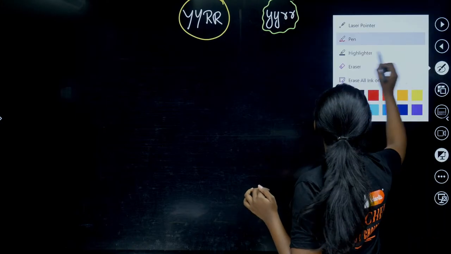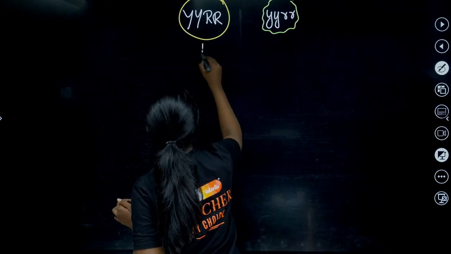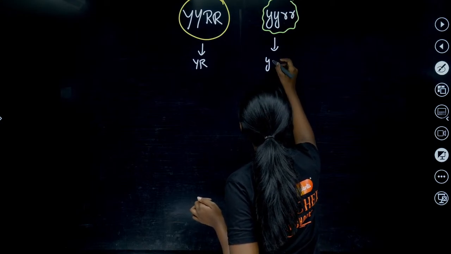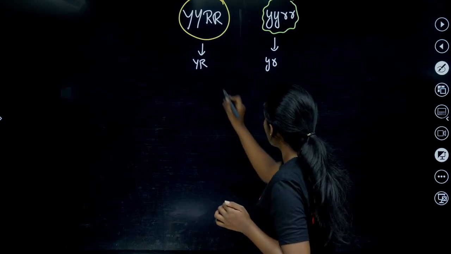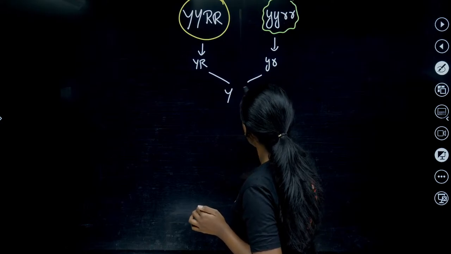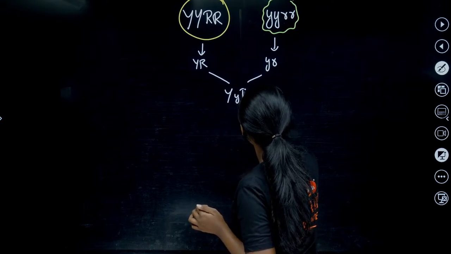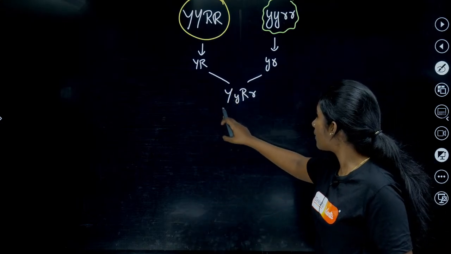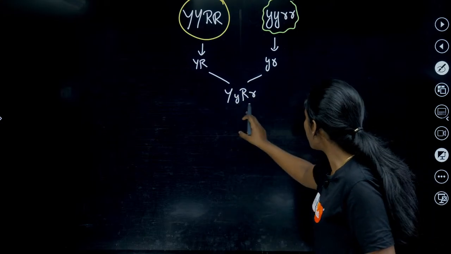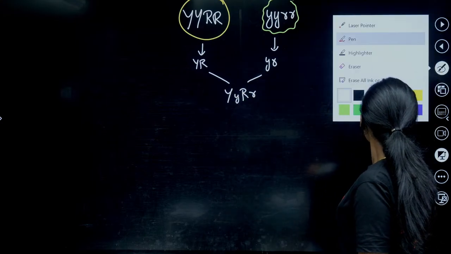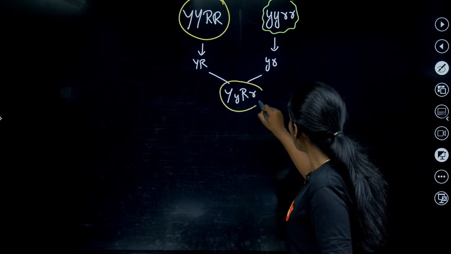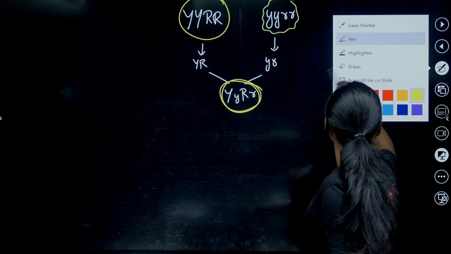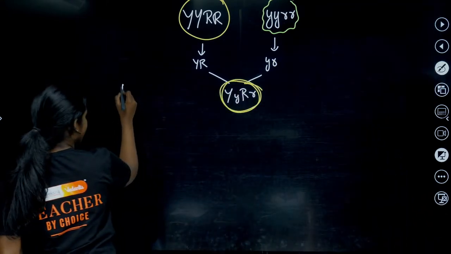Okay, so now let's say there is capital Y, capital R, and here small y and small r, right? When that is crossed, you will get capital Y, small y, capital R, small r, which means the dominant yellow color is there and round is also there. So the one that you get is round and yellow. Okay, this is our first generation. This is F1.